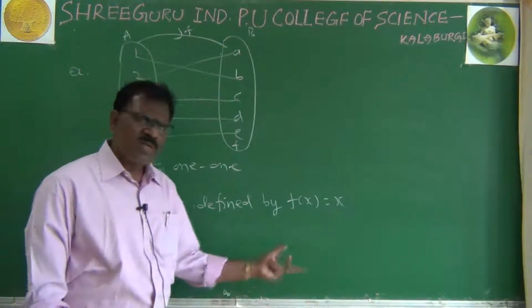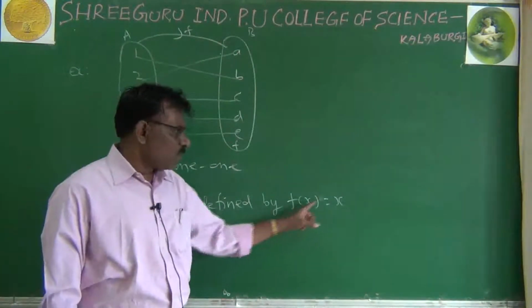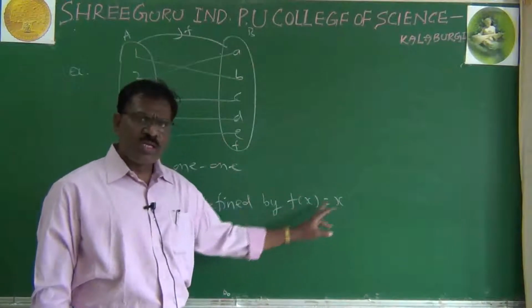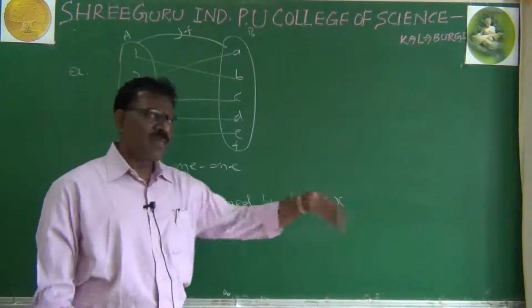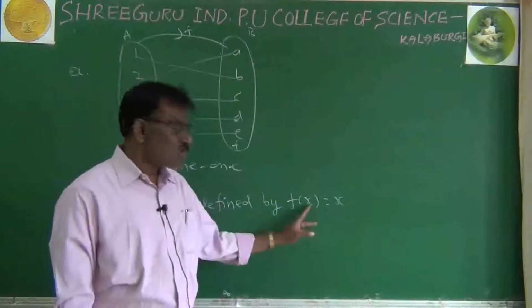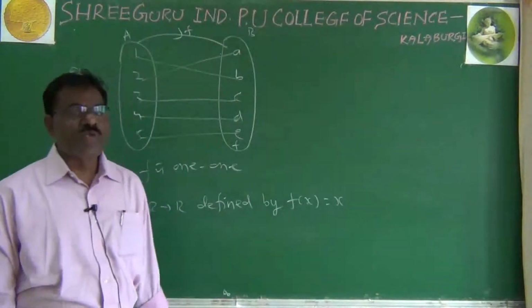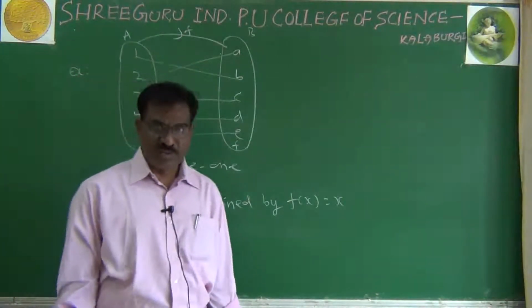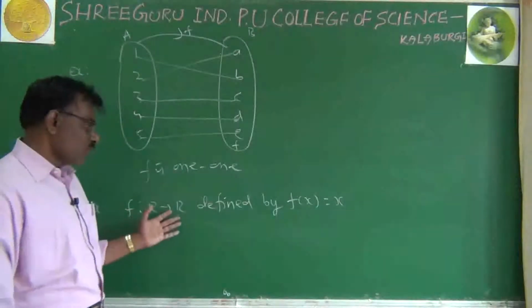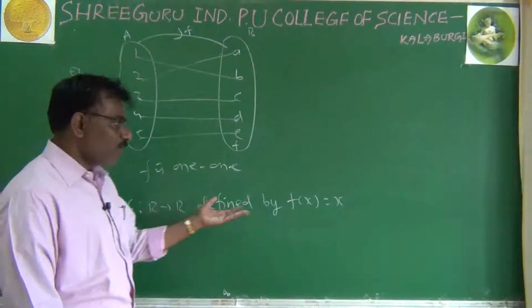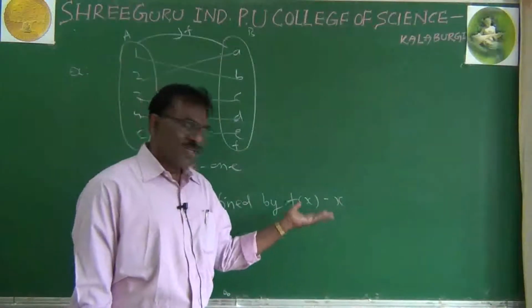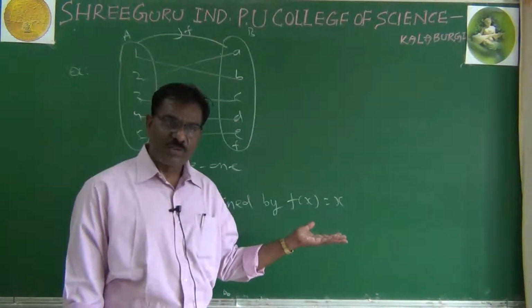You take any different elements, not repeated: 1, 1, 2, 2, 3, 3. So different elements have different images. This is called 1-1. Good example. Give an example of a 1-1 function: the function f from R to R defined by f of x is x. So this is called a 1-1 function.